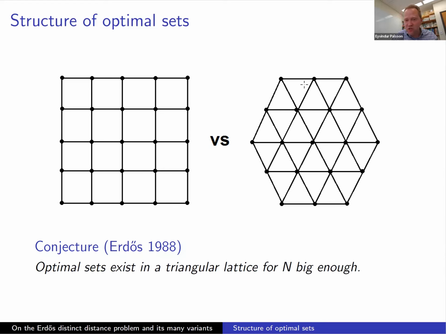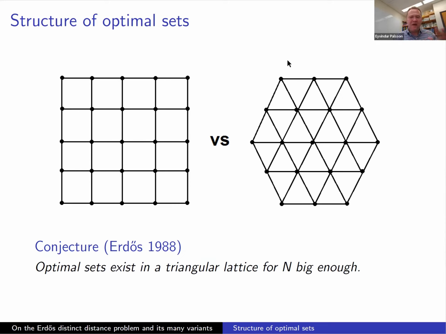And you have all these constructions. So Erdős, in fact, conjectured that the optimal sets should exist in the triangular lattice, at least if n is big enough, because, well, you saw the pentagon. That was the example for two distinct distances that is not in the triangular lattice. So maybe past that, there should always be a construction, not necessarily the only construction, but there should exist a construction in the triangular lattice.